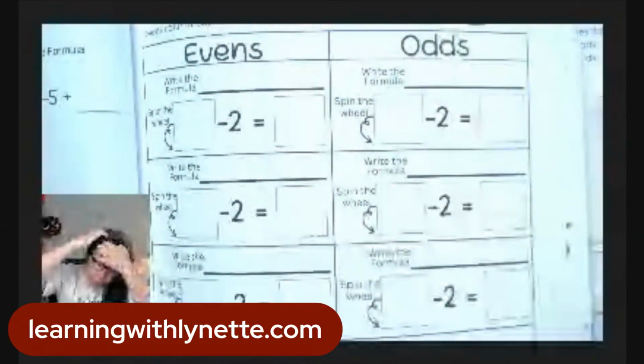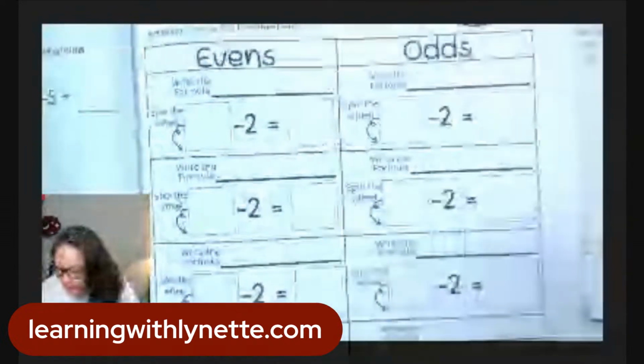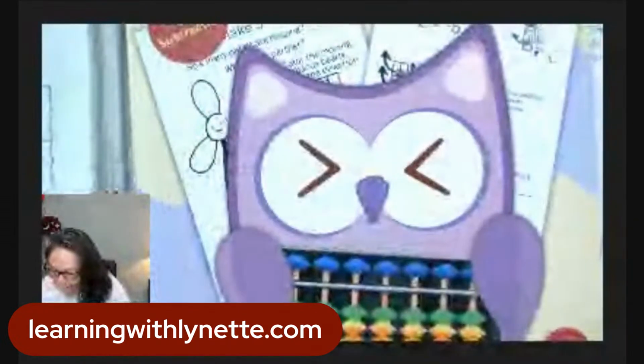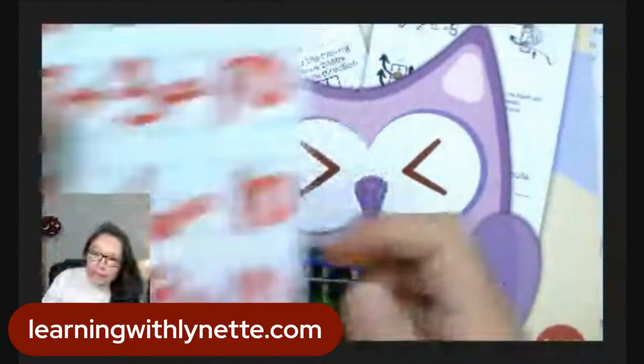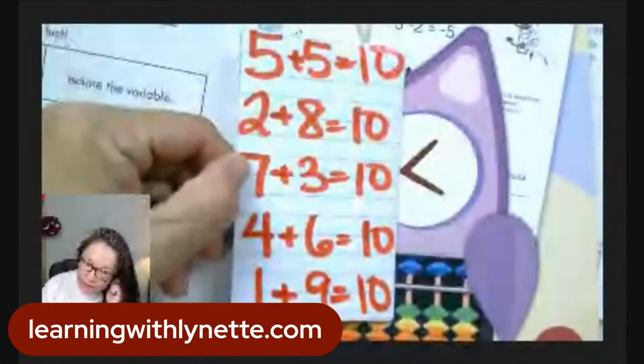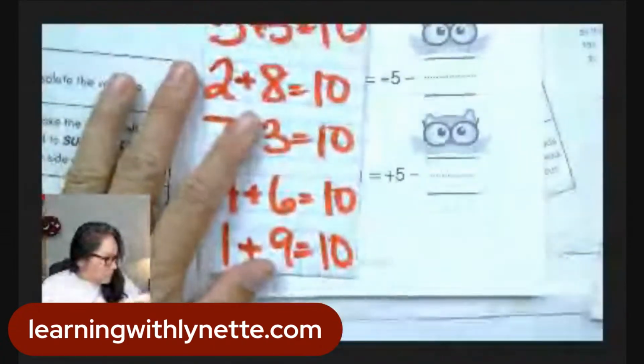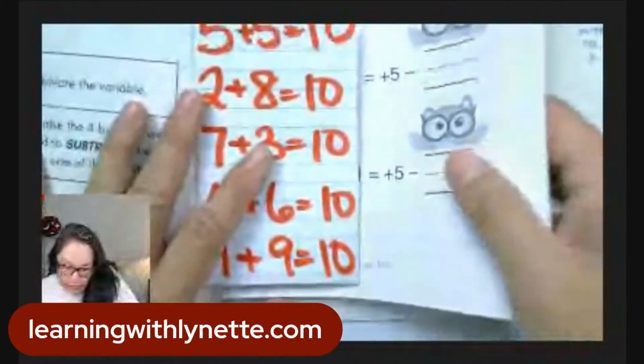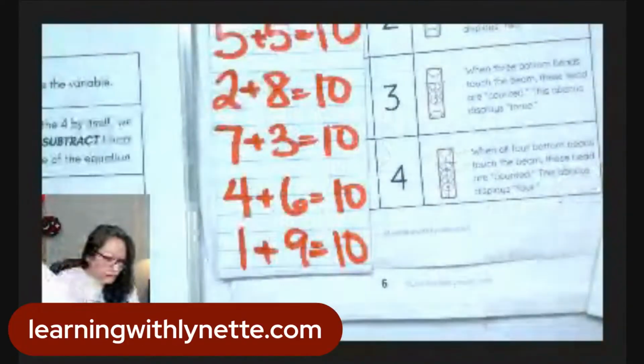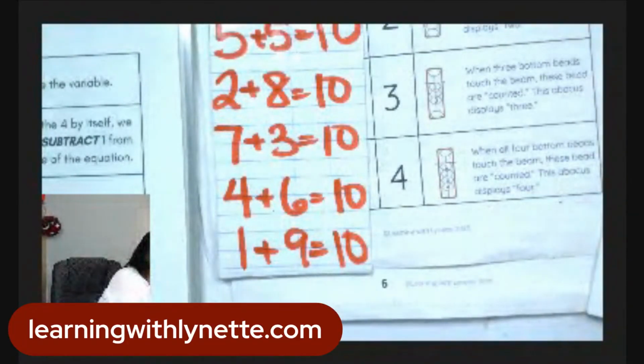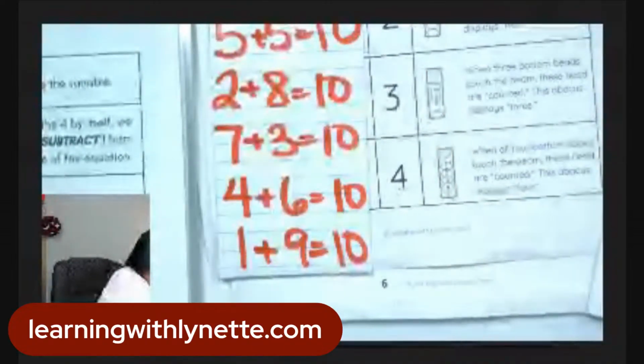So now we're going to go into, what are we going to do? We're going to do how to make a 10. How to make a 10. These are the partners of 10. If those are the partners of 10, oh, you know what? I forgot.